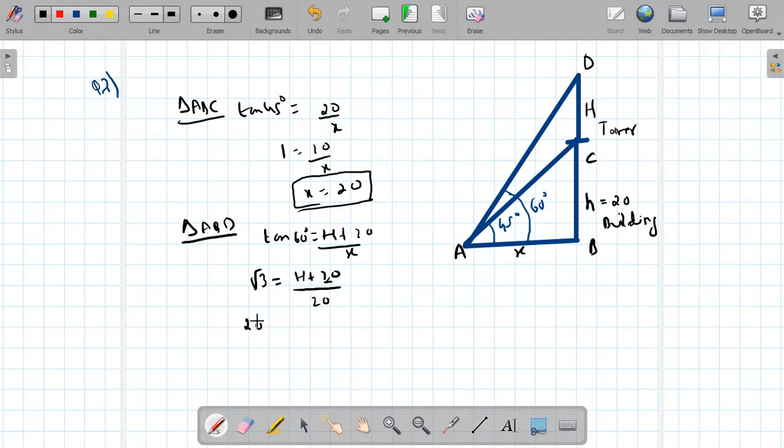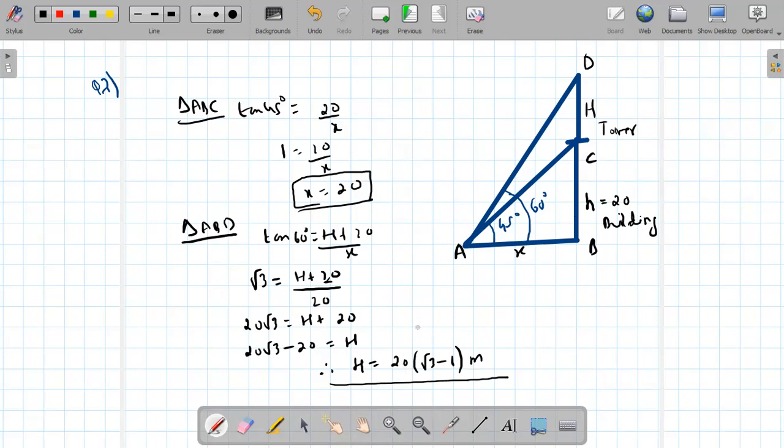Cross multiply, we get 20 root 3 is equal to h plus 20. And we're going to transfer this 20 to the other side. So what happens is this 20 root 3 minus 20 is equal to h. And therefore, what is the final conclusion? H is equal to 20 common, root 3 minus 1 meter. So here we get the final answer that the height of the transmission tower is 20 times root 3 minus 1. So hope this is clear.